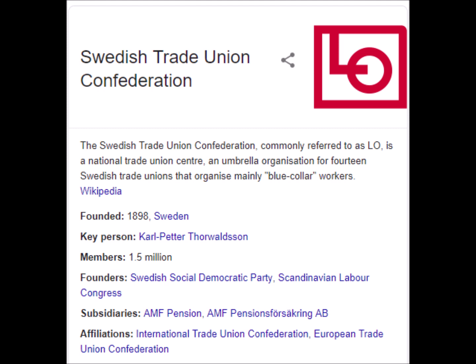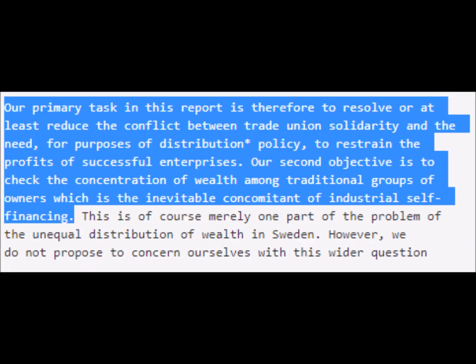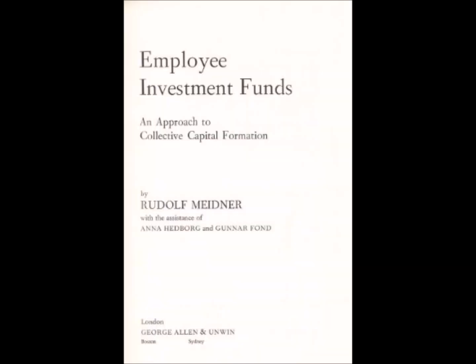In 1971, the Swedish Trade Union Confederation's Labor Congress commissioned a study for the purpose of finding a way to meet the social democratic goals that the previous reforms had embodied, while also addressing the emergent tension between achieving high growth rates and income equality, and secondarily, to address the problems of increasing wealth inequality. The team tasked with the study was led by Rudolf Meidner, Anna Hedborg, and Gunnar Fond.